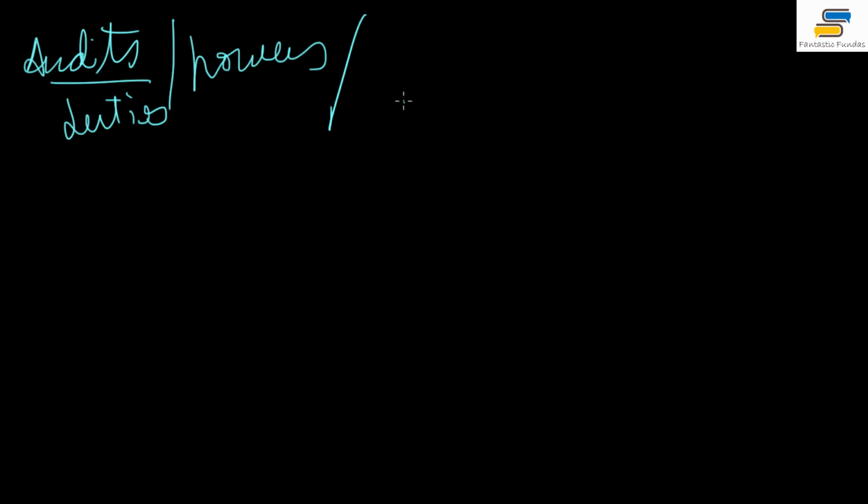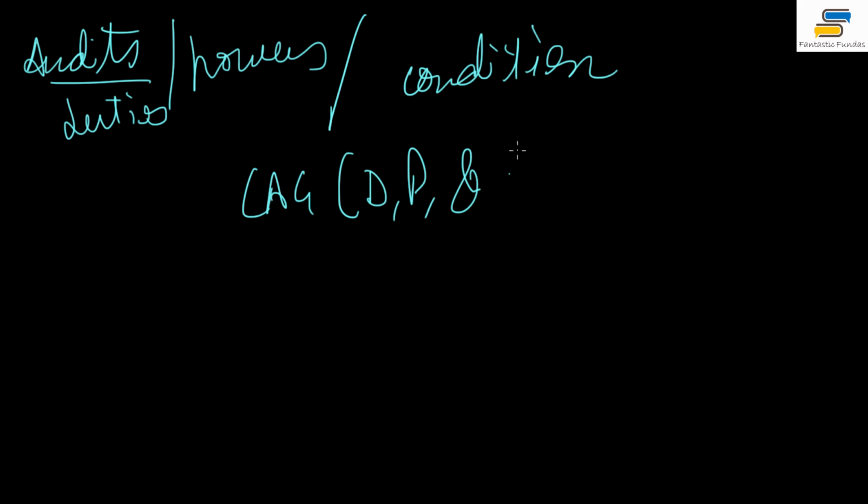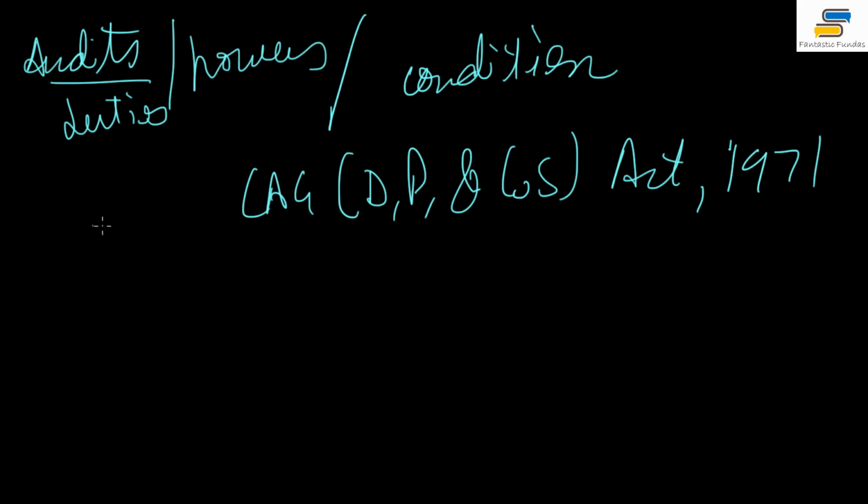Audit duties. His duties and powers and conditions of service have all been laid down in what is known as the Comptroller and Auditor General's Duties, Powers and Conditions of Service Act of 1971. That is how it goes. I'll enlist the statutory duties of the CAG for you. What are the duties which the CAG has to perform by statute? We have done the constitutional part, now here is the statutory part, the performance of his duty.